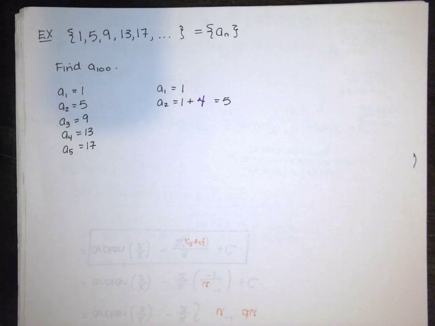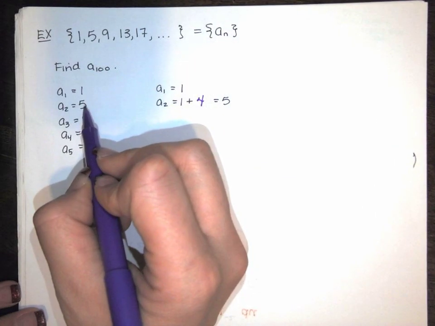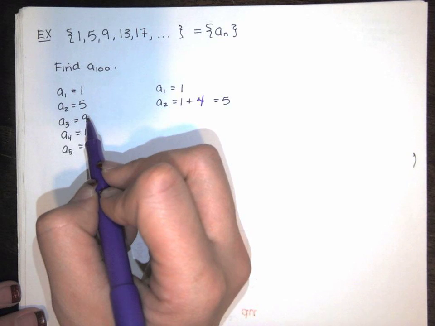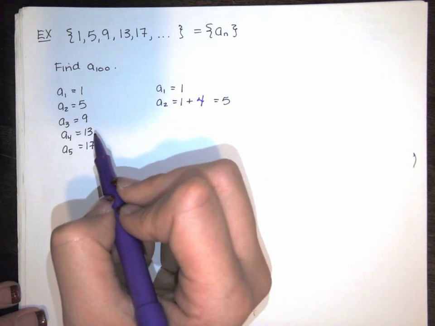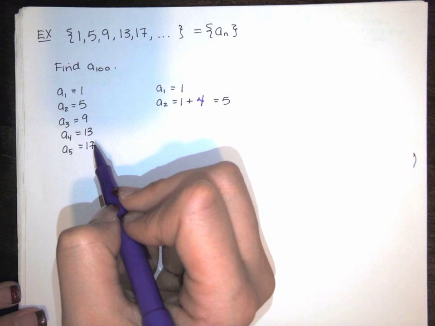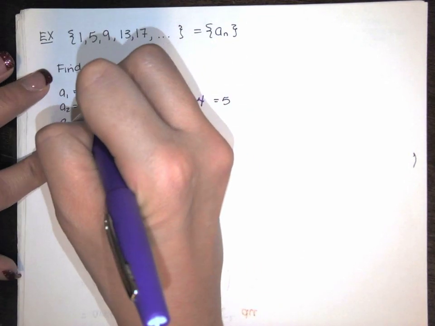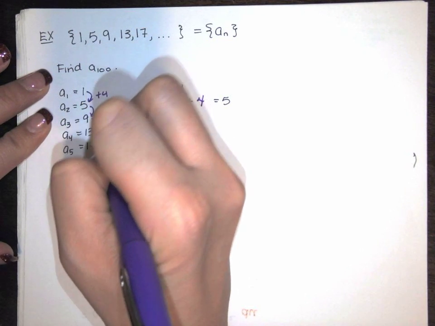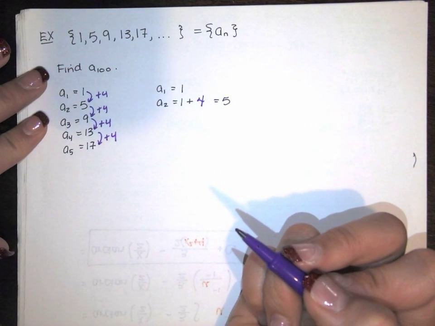All right, question is, if I add 4 to 5, do I get 9? Yeah, I do. How about if I add 4 to 9, do I get 13? Yeah, I do. What if I add 4 to that? Do I get 17? Yes. So it looks like to get from term to term, I'm going to add 4, and then I add 4, and then I add 4, and then I add 4. So I'm adding 4 a whole bunch of times.